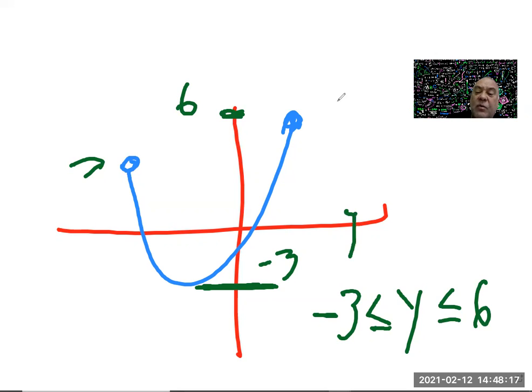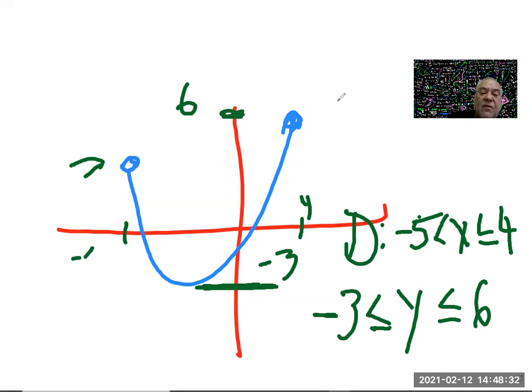So the domain we said earlier was -5 less than x less than or equal to +4. This was 4, this was -5. And then the range goes from here to here. Okay, you always go from low to high. And that's how you do domain and range.